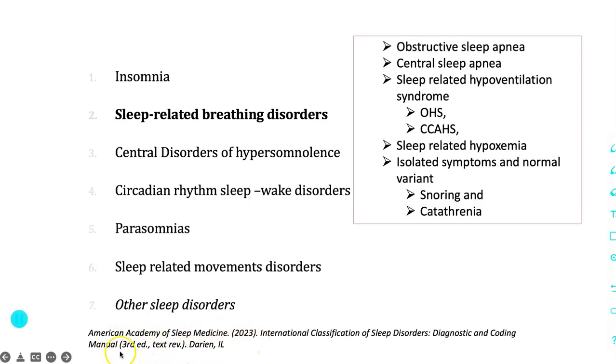The recent version is the ICSD-3-TR, and it has 7 major groups of disorders, of which we are discussing the sleep-related breathing disorders and their management. You can see that there are several sub-classifications under the sleep-related breathing disorders, which include obstructive sleep apnea, central sleep apneas, hypoventilation, etc.